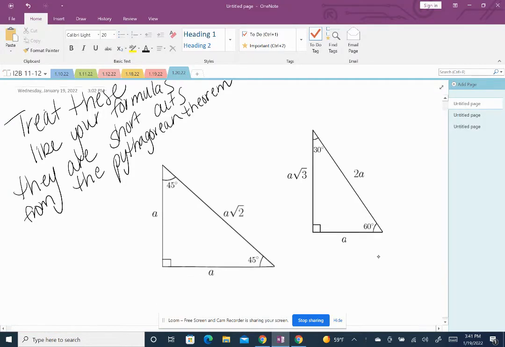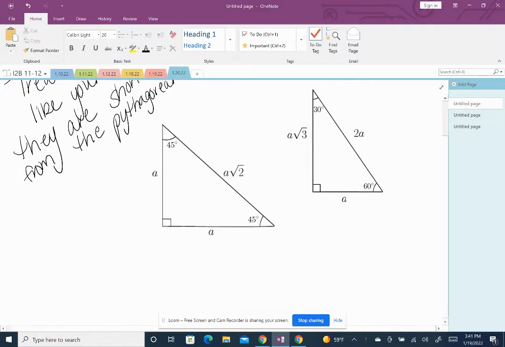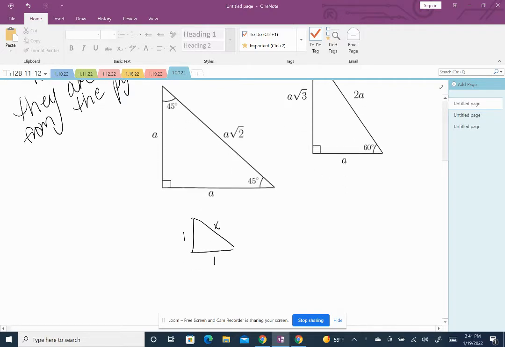So when we take a look at 45, 45, let's say we'll start off with a side of 1, okay? If this side is 1, this side is 1. Let's say we're trying to find the hypotenuse. Let's just call it x, right? So instead of doing 1 squared plus 1 squared equals x squared, then trying to calculate for x, what you could do is just multiply your side by the square root of 2.